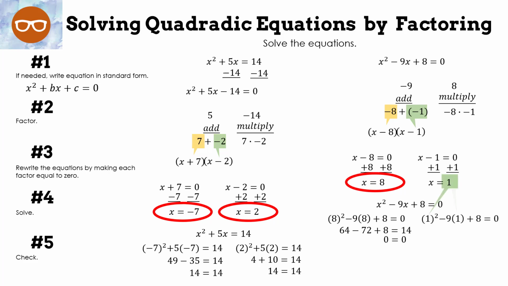Once again, I'm going to put my answer 1 in for all of the x's. When I simplify, look at that. 0 equals 0. So that tells me that x equals 1 is also a solution to this equation.